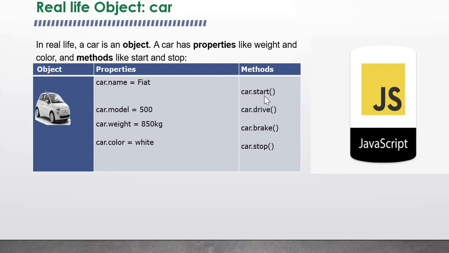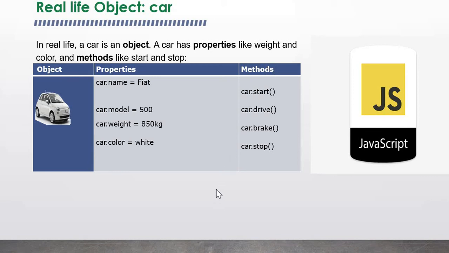One of the properties is a start function. Another one is drive, so car dot drive. Car dot brake, that's another function. Car dot stop is another function, right? So we can imagine a car is a pure real life example of an object, where it can have some properties as well as some methods.